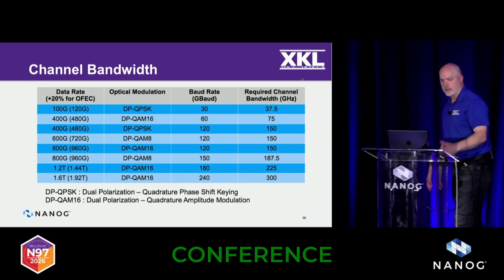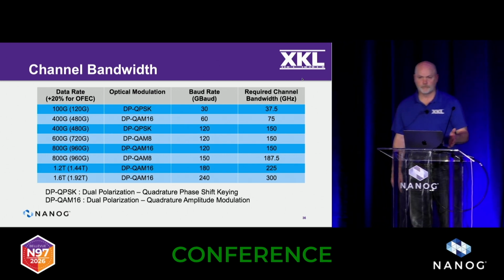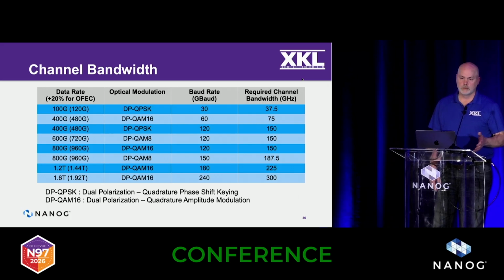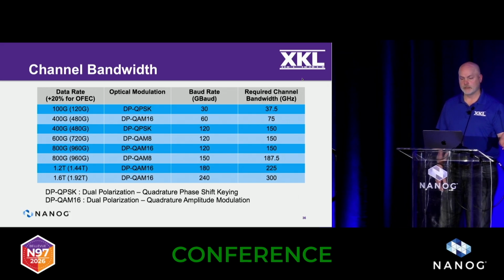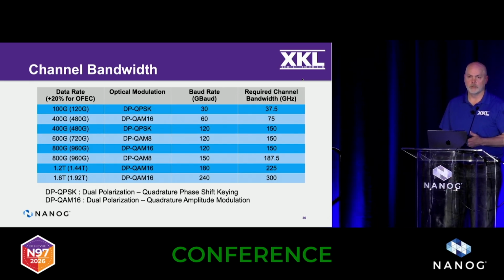So the baud rate for that is going to be 30 gigabaud. Basically, you're going to take that 120 and divide it by the number of bits per symbol. I'm going to show you the equation in a second. And so QPSK is 4 symbols, 2 bits. So 120 divided by 2 is 60.